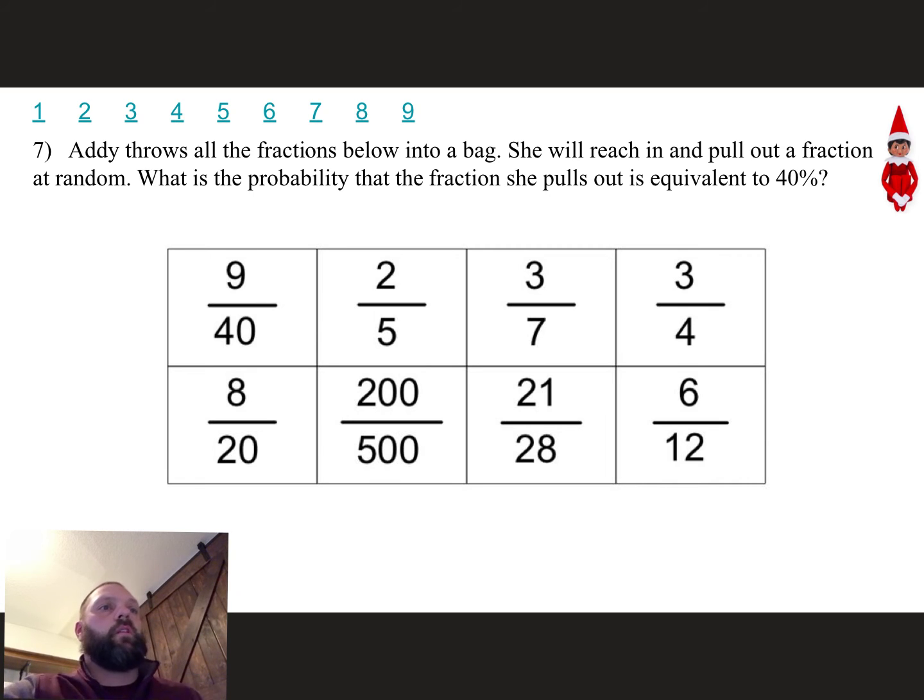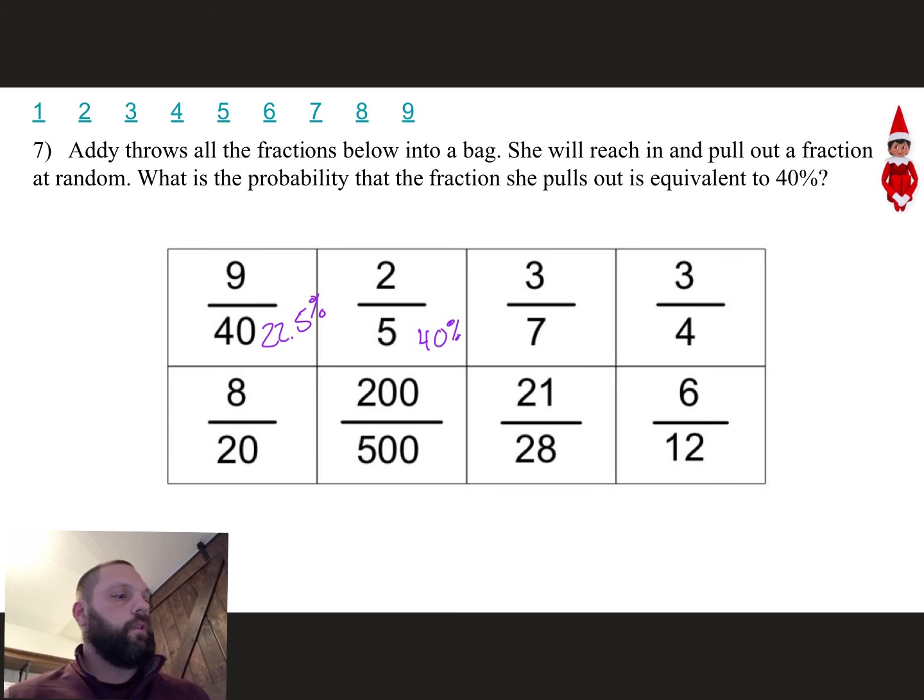So now we are looking for fractions that are 40%. That is what we need. So we need to calculate all of these fractions into percentages. So the first thing that I have is 9 over 40, which when I type that into my calculator, 9 divided by 40 is going to give me 22.5%. 2 divided by 5, that's going to give me 40%.